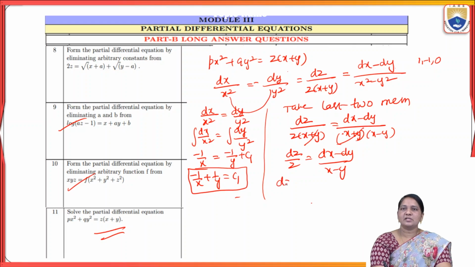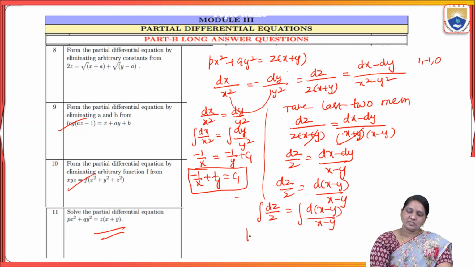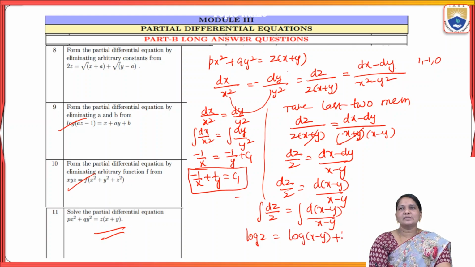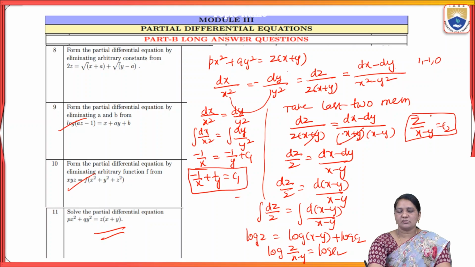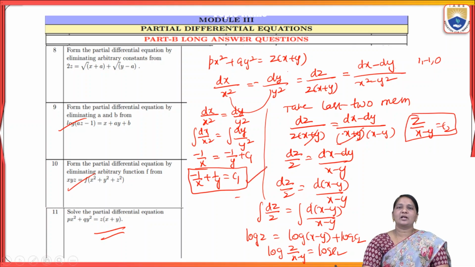I can write this as dz/z equal to d(x − y)/(x − y). Now integrate: ∫dz/z equal to ∫d(x − y)/(x − y). So log z equal to log(x − y) plus log c2. Finally I can write log(z/(x − y)) equal to log c2. So this solution is z/(x − y) equal to c2. This is the one solution and this is the other solution. I can write the final general solution here.